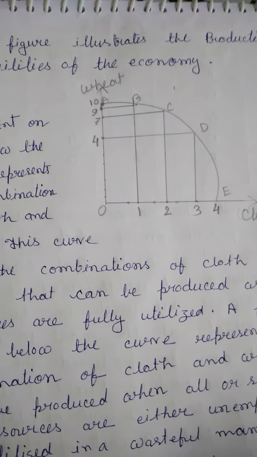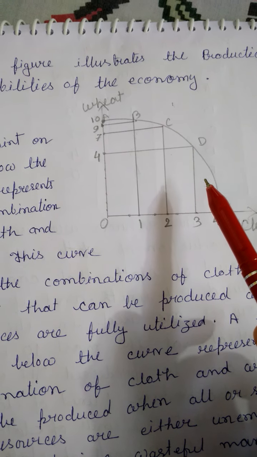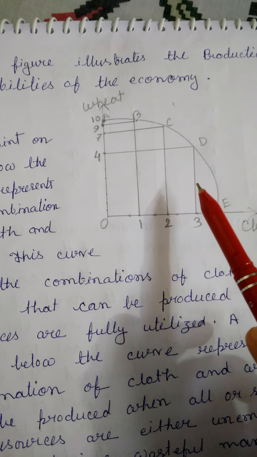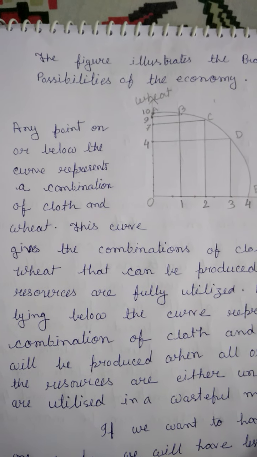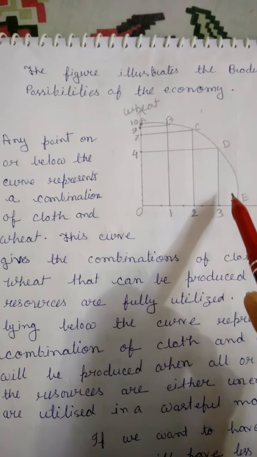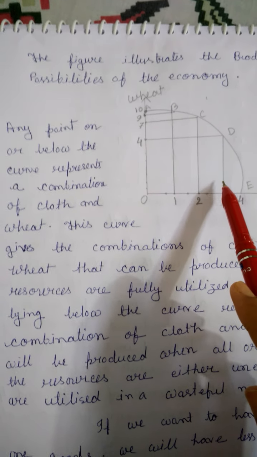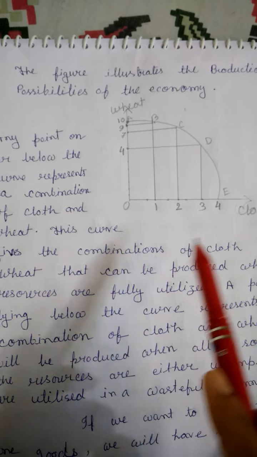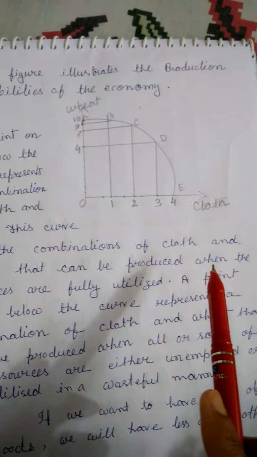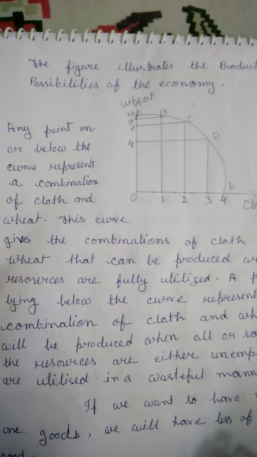This graph explains the production possibility curve of the economy. Any point on or below the curve represents a combination of cloth and wheat. This curve gives the combinations of cloth and wheat that can be produced when the resources are fully utilized.